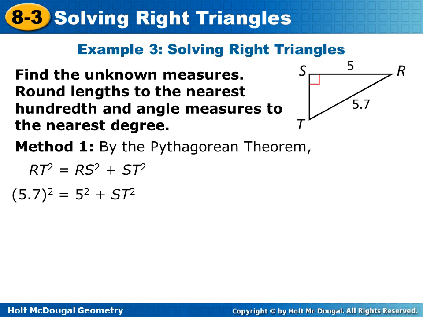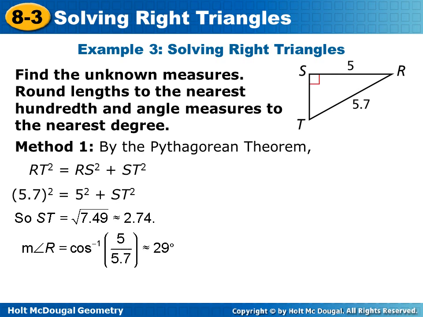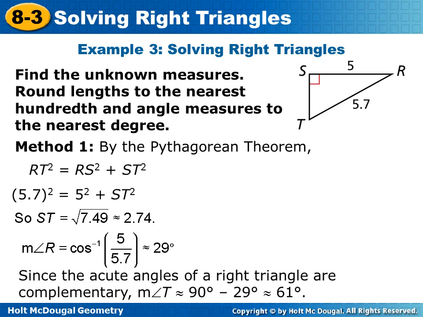We know 5.7 and 5, so we can plug those in, and we find that ST is equal to the square root of 7.49, which is approximately 2.74. Then we can plug in measure of angle R equals the inverse cosine of 5 over 5.7, which is approximately 29 degrees. Since the acute angles of a right triangle are complementary, measure of angle T equals 90 minus 29, which is 61 degrees. So we know that the missing side was 2.74, angle R was 29, and angle T is 61.